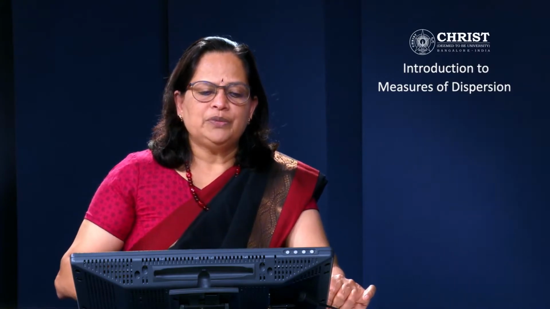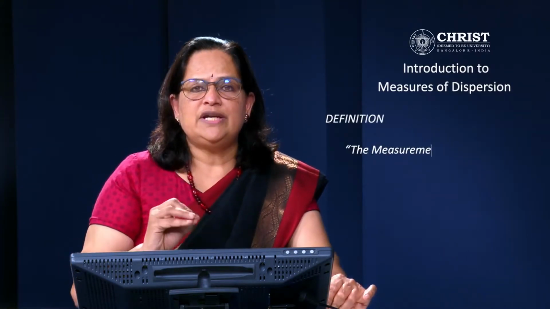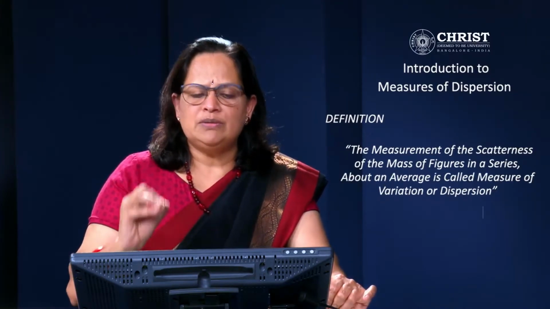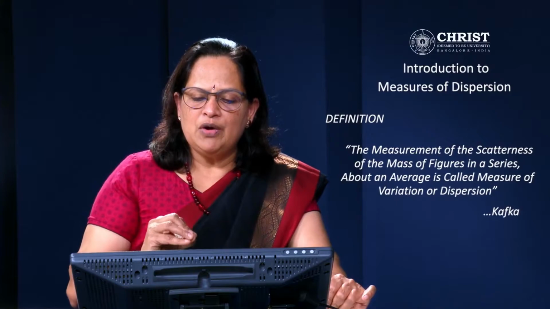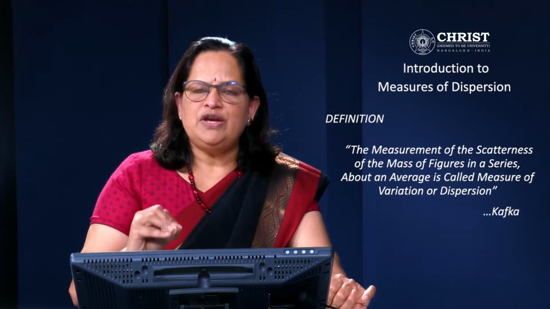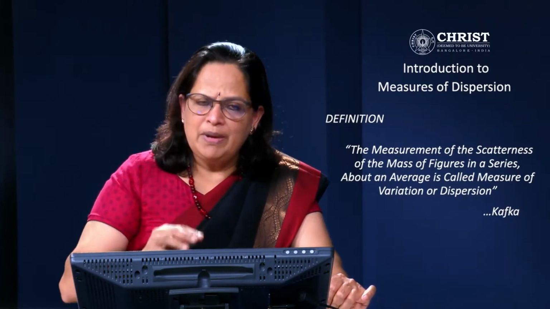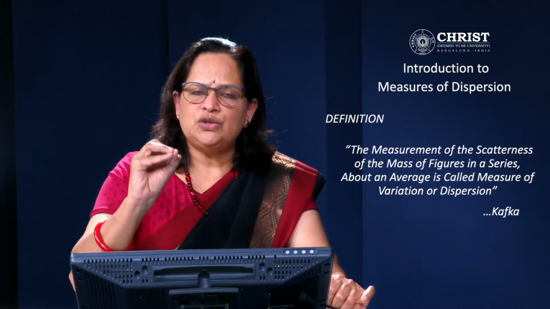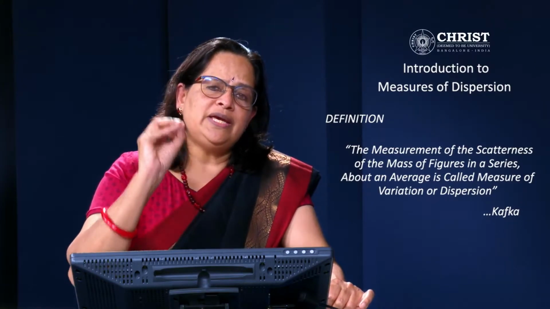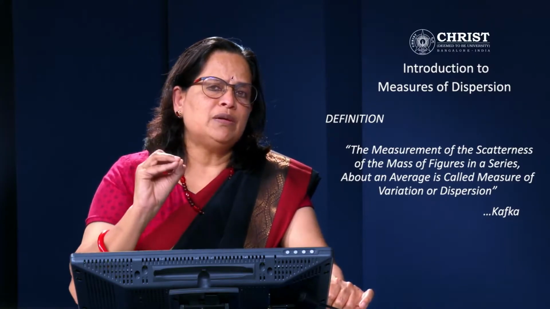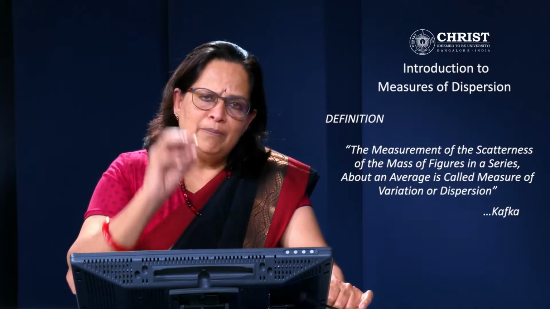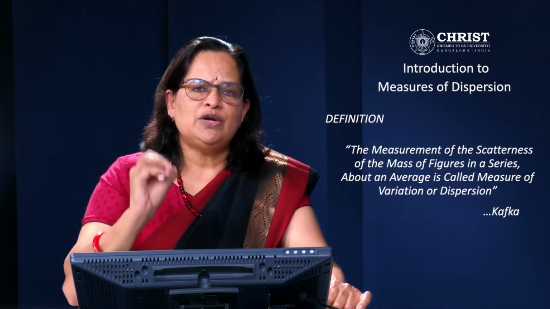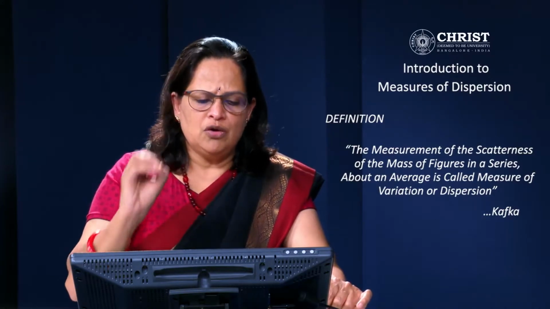So the definition: Kafka defines measure of variation as the measurement of the scatterness of the mass of figures in a series about an average, called a measure of variation or dispersion. Usually we use mean as the average, because I told you mean is based on each and every value in the series. So from mean, how these values are different, how the formation of the series is different, that is what we are going to learn with measures of variation or dispersion.